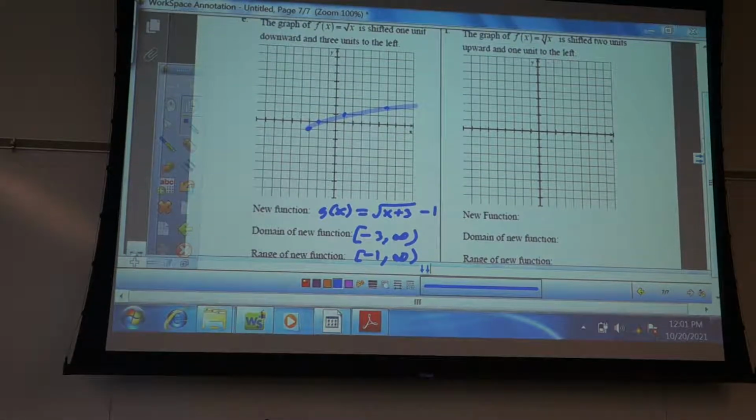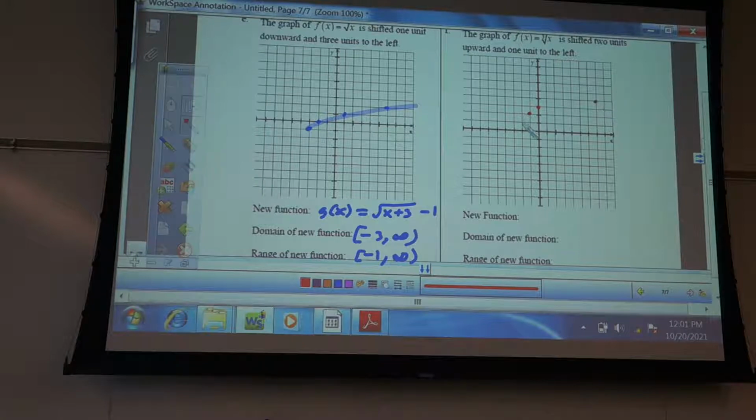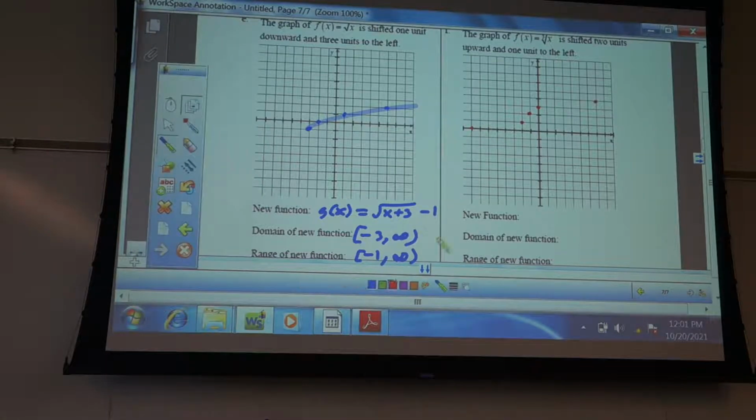Over here, we've got 2 up. So from my origin, I go up 2, and then I go 1 to the left. So this is my new origin here. And then this is a cube root, so it's the s. So it's over 1, up 1, over 8, up 2, back 1, down 1, back 8, down 2. So it's going to be this strange looking s thing.